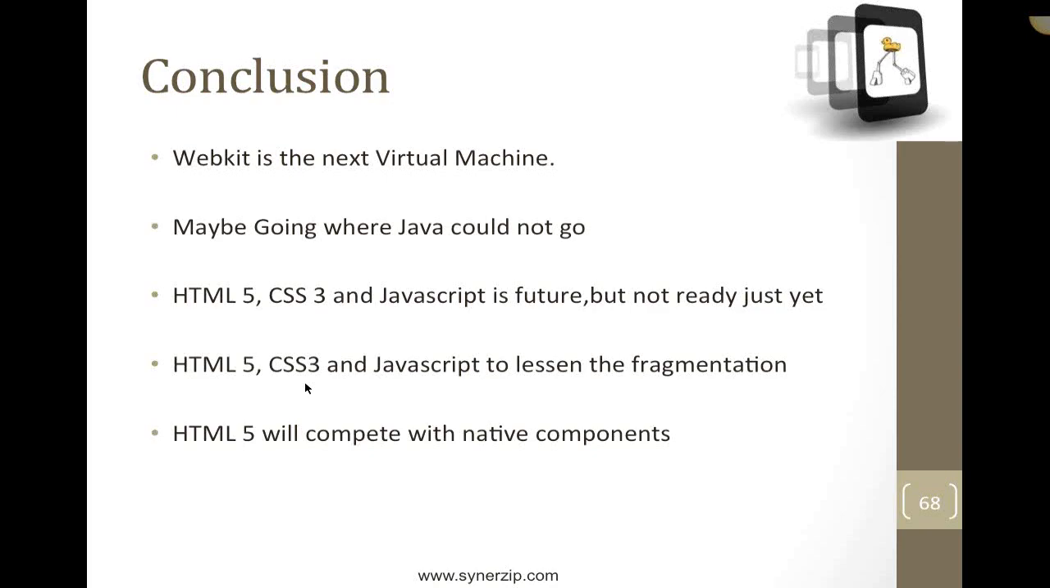HTML5 and CSS3 and JavaScript are helping to lessen fragmentation across mobile platforms, at least when the UI is concerned. And that's the benefit. And HTML5 will more or less compete with native components going forward. That's the reality. In fact, in coming years, don't be surprised if you see more and more HTML5 based applications coming on mobile phones.